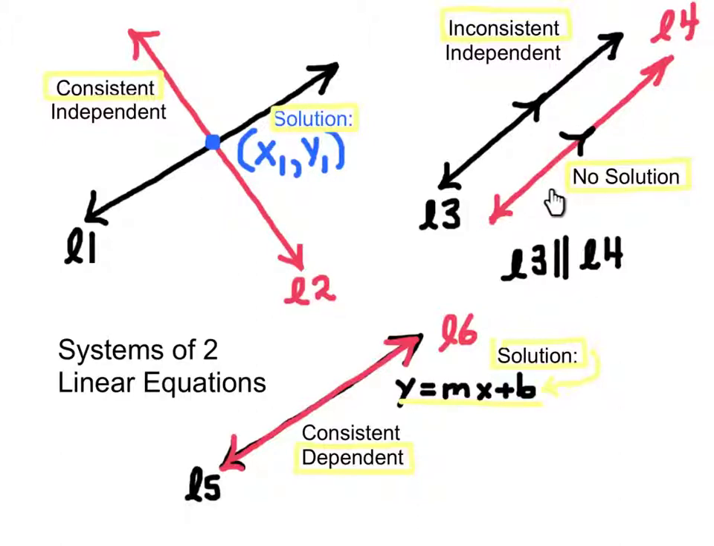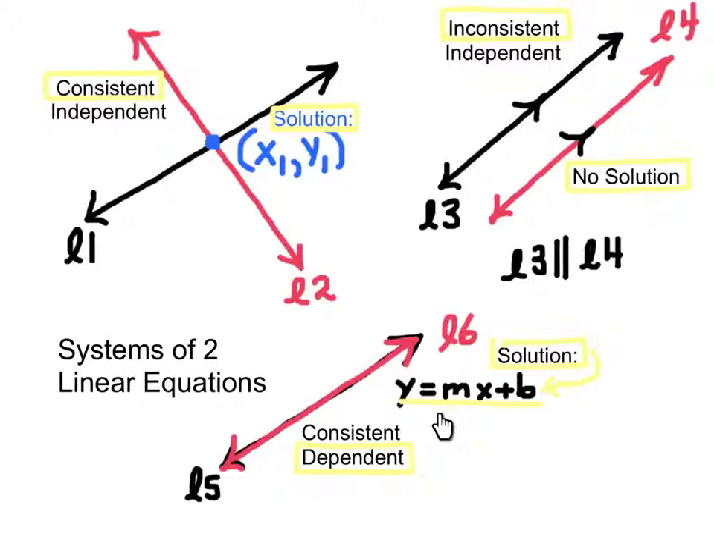These three diagrams, with line 1 and 2, line 3 and 4, line 5 and 6, represent three systems of two linear equations. So when we're talking about a system of two linear equations, we're talking about two lines and how they meet. And there are three possibilities. The lines will intersect at one point, the lines will never intersect because they're parallel, or the lines will intersect at all points because the two lines are the same.